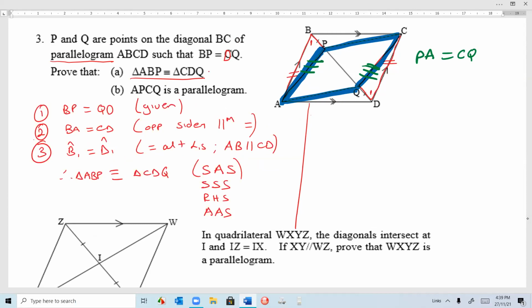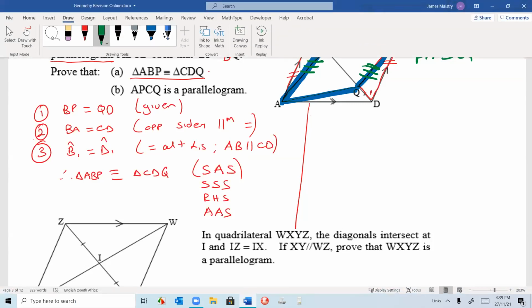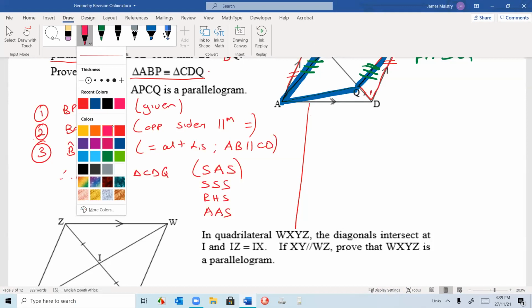So now, which will be the easiest one? Now remember, we have PA equal to CQ. That does not make it a parallelogram. The feature is opposite sides must be equal. So the easy way I think is if we go and prove, and if we now take the other 2 triangles, it's not the quickest way. I want to emphasize that, but I think it's an easy way.